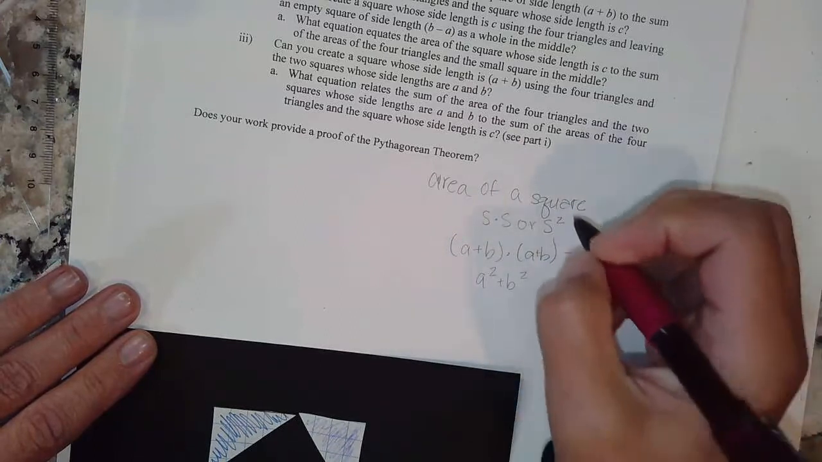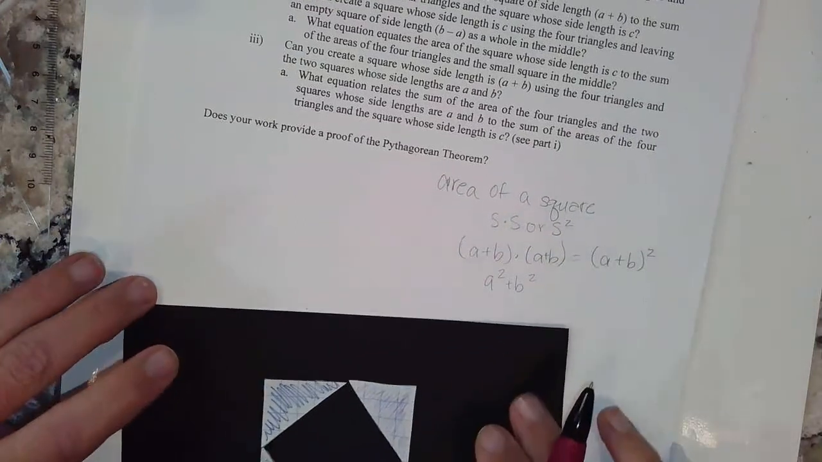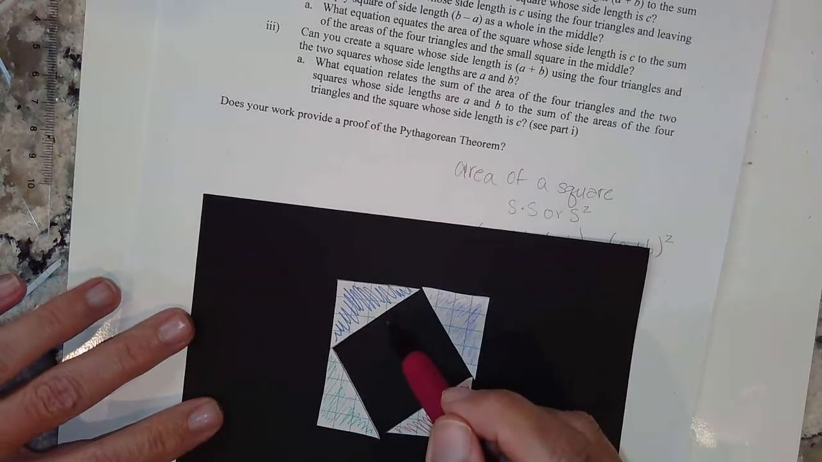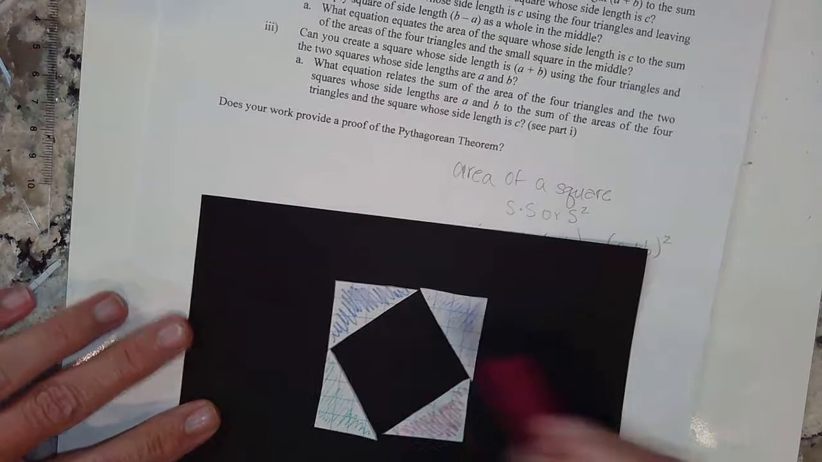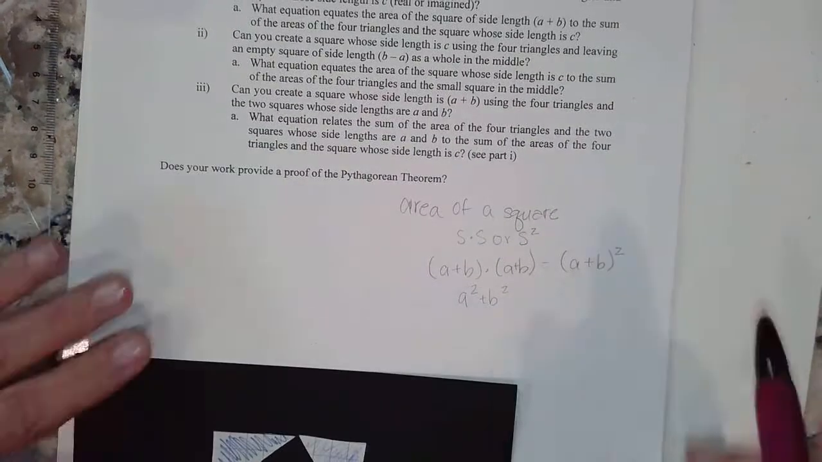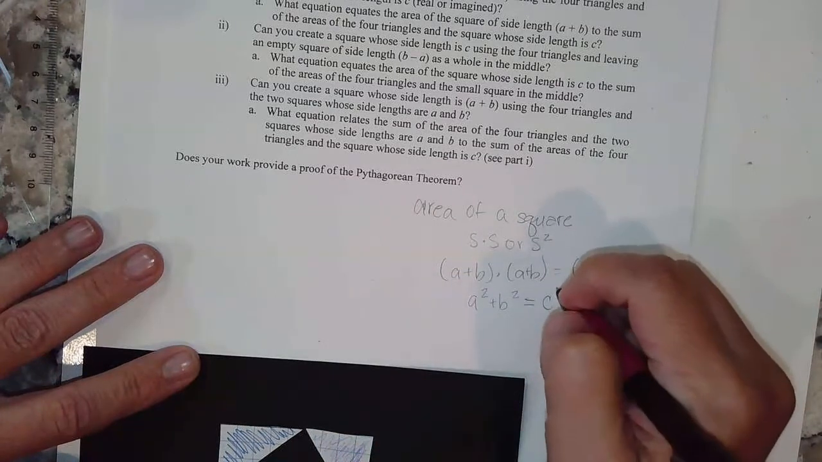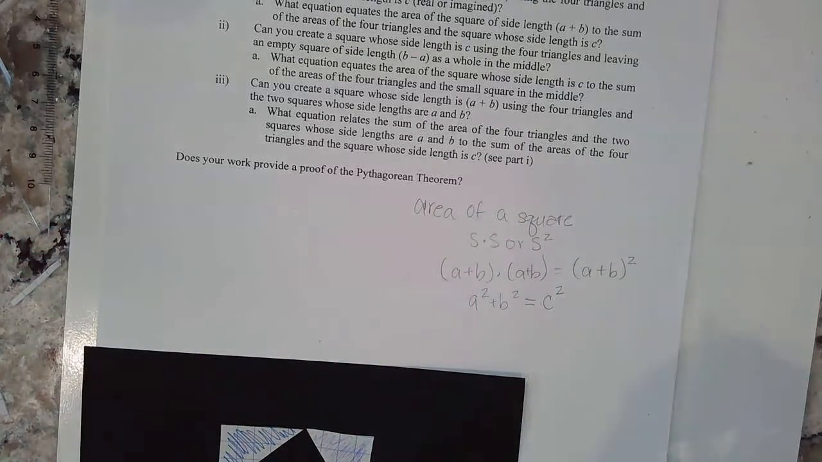And then we know if our inside square, if this inside square here is C, again finding the area of the square, so to find the area of the square would be A squared plus B squared. And then the inside would be C squared. So that gives us our Pythagorean theorem.